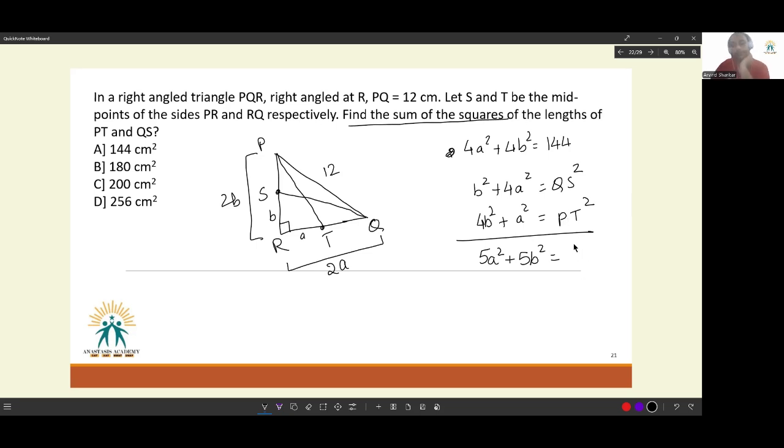This is equal to QS square plus PT square. So finally, we'll have, see, 4a square plus 4b square is 144, gives us a square plus b square is equal to 36. So I can cancel off 4s everywhere. So 5 into 36 or 180 will be our final answer. Option B we will mark.